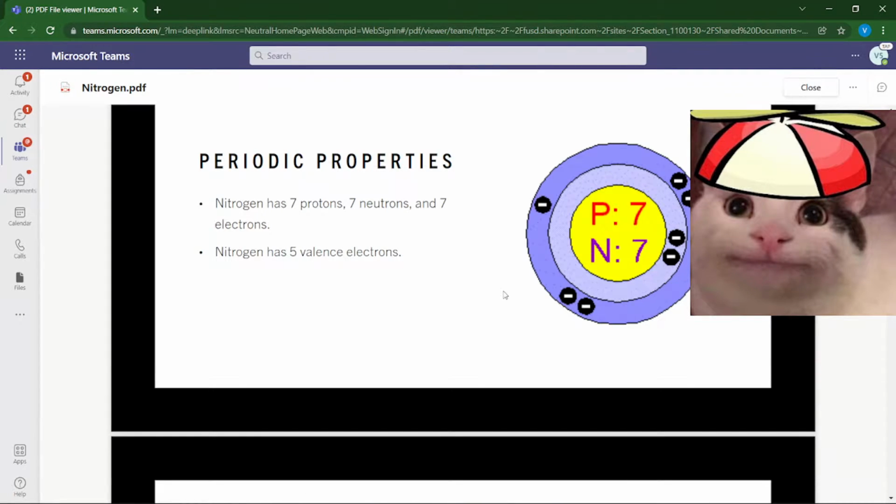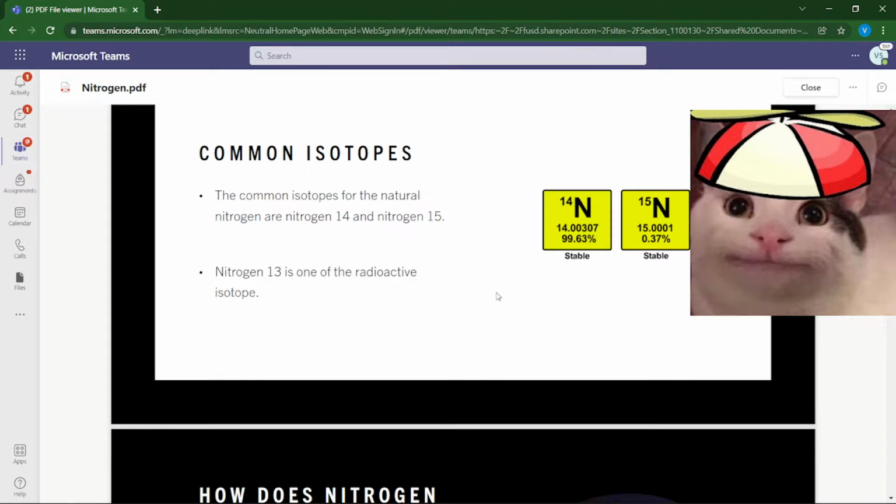For the properties, nitrogen has 7 protons, 7 neutrons, and 7 electrons. Nitrogen has 5 valence electrons. The only 2 stable nitrogen isotopes are 14 and 15, and the rest are radioactive isotopes, such as 13.